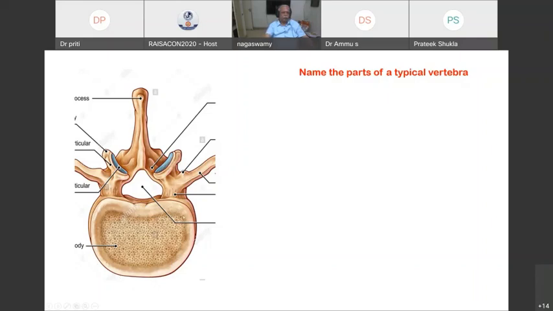Body of the vertebra. This is a typical vertebra, so we don't have lumbar or thoracic here. This is the body of the vertebra. Okay. What about this portion, connecting to the body? What is this portion?